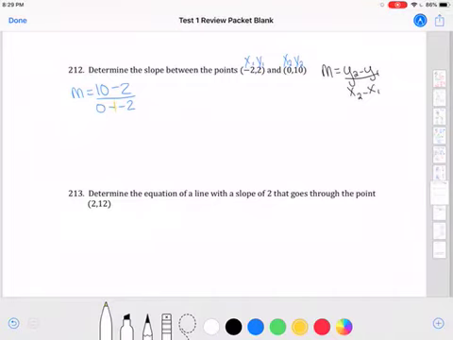Okay. A minus and negative is just going to become a positive, and that's all that's going to change about that minus and negative. So on top, 10 minus 2 is going to be an 8. And 0 minus a -2 is going to be a +2. 8 divided by 2 gets me 4, so my final answer for the slope is 4.